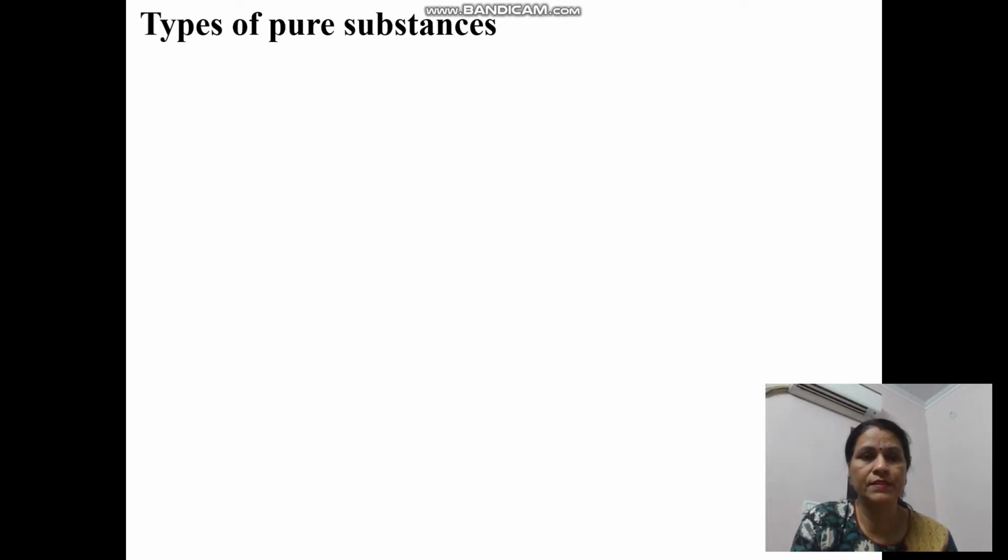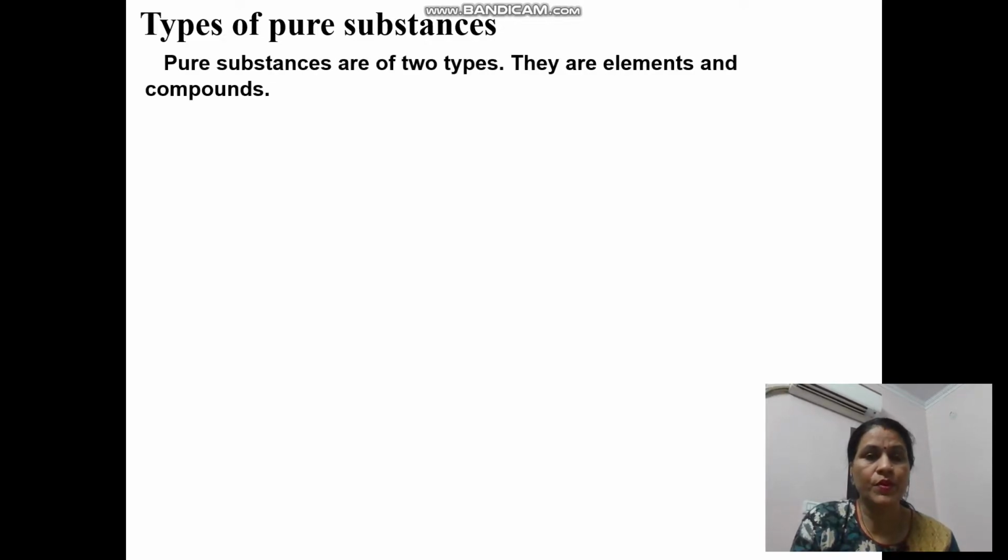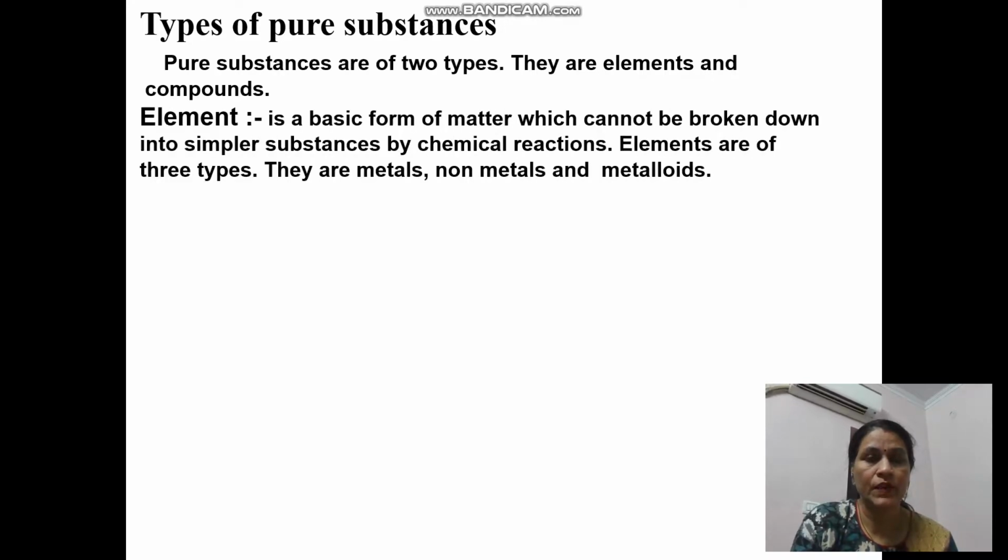Now today we'll discuss types of pure substances. Pure substances are of two types, elements and compounds. An element is a basic form of matter which cannot be broken down into simpler substances by chemical reaction.